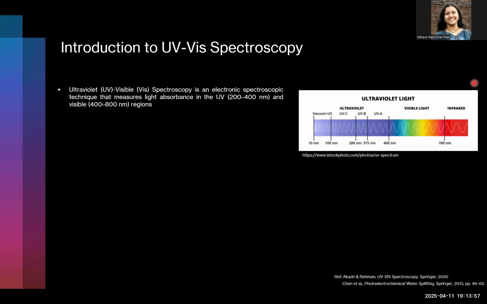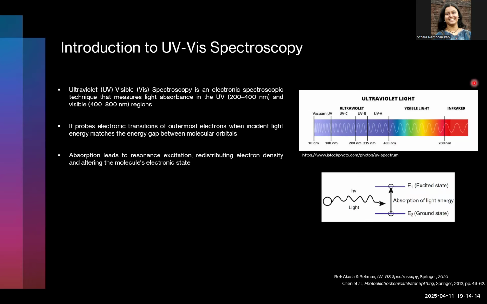UV-Vis spectroscopy is generally a term used for ultraviolet-visible spectroscopy. It is a type of electronic spectroscopy that measures the absorbance of light in the range from UV to visible, that is from around 200 nanometers to 800 nanometers. However, there are spectrometers which can measure up to the near infrared region as well.